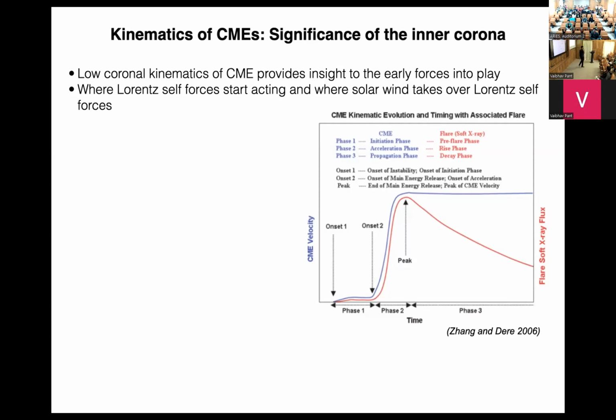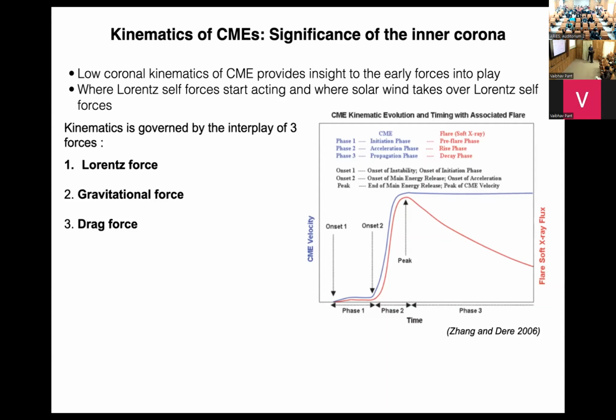Now, this is a schematic diagram. Not all CMEs behave in this way; CMEs are very variable, and they continue to accelerate all the way up to larger heights. But impulsive acceleration happens in the inner corona, at less than 3 solar radii. That is the advantage of the inner corona.